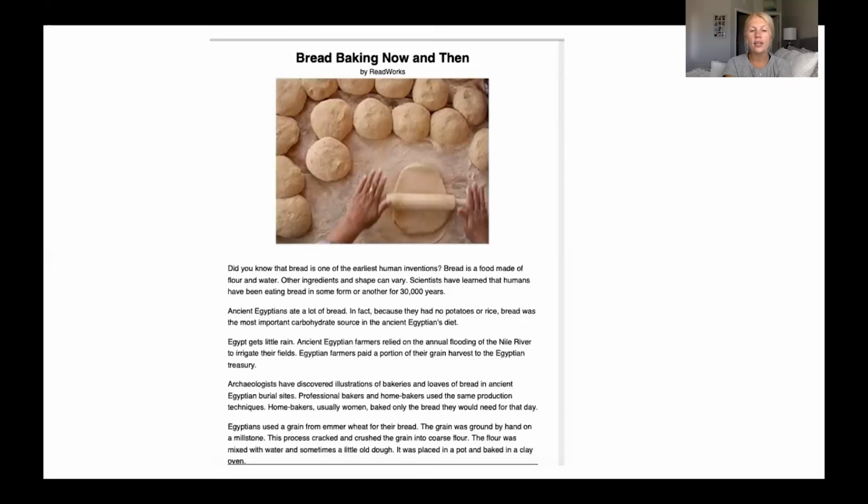Egyptians used a grain from emmer wheat for their bread. The grain was ground by hand on a millstone. This process cracked and crushed the grain into coarse flour. The flour was mixed with water and sometimes a little old dough. It was placed in a pot and baked in a clay oven.